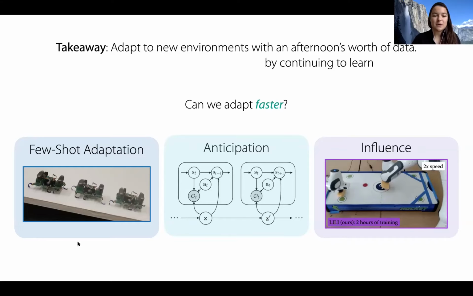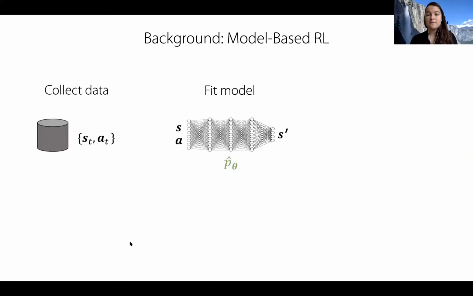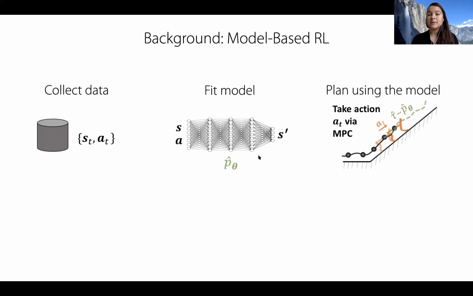So now let's start by talking about few-shot adaptation and how we can adapt with a small number of time steps. In this part of the talk, we're going to be looking at a model-based reinforcement learning approach. The way this base algorithm works is we collect some data, we fit a neural network dynamics model to that data to predict the next state given the current state and action. And then we use this learned model to plan actions using model predictive control, where we roll out a number of different futures and optimize for the sequence of actions that will lead to the outcome that we want.